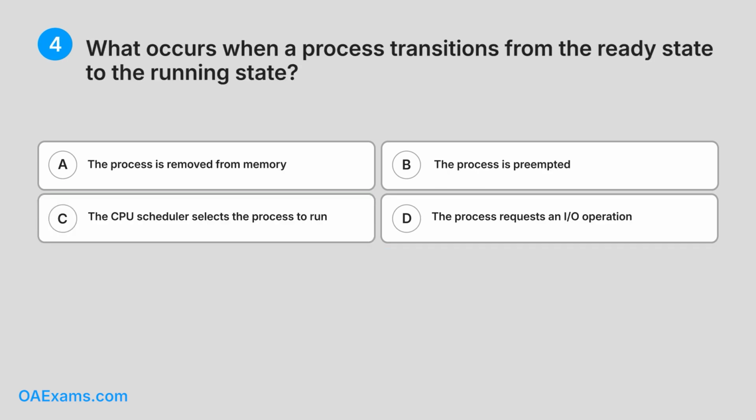4. What occurs when a process transitions from the ready state to the running state? A. The process is removed from memory. B. The process is preempted. C. The CPU scheduler selects the process to run. D. The process requests an I/O operation. Can you guess the answer?